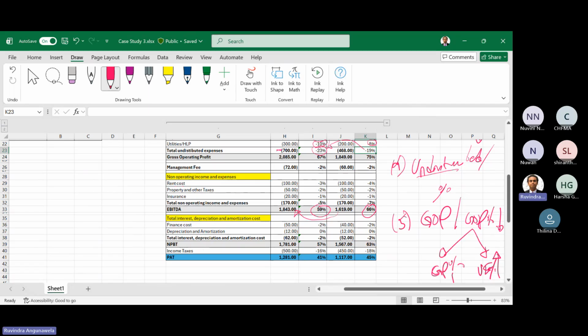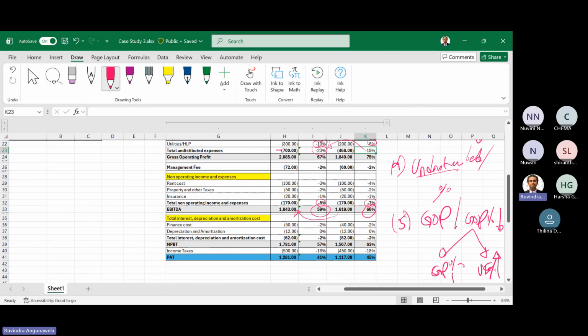It's 66% to 59%, which is again a result of the GP margin and the undistributed expenses moving up. That's an additional point. If you want, you can see that the non-operating income and expenses as a percentage of revenue, 5% versus 7%, has actually decreased.